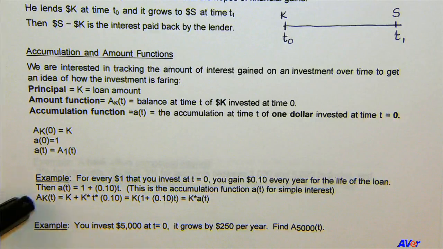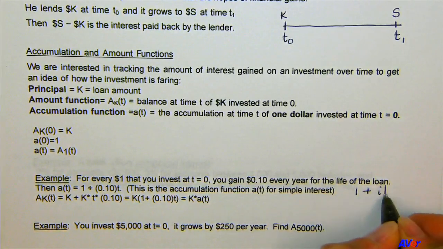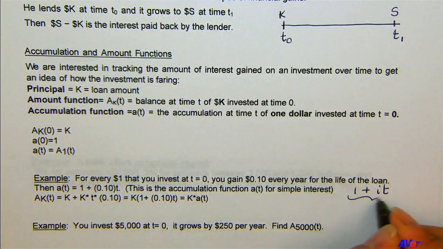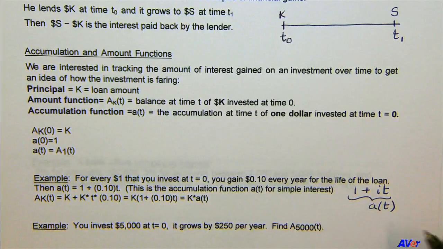Okay, let's look at this example. First example. For every $1 that you invest at T equals 0, you gain 10 cents every year for the life of the loan. Therefore, a of T is equal to 1 plus IT. That's the formula I'm using here. It's a simple interest like we talked about a minute ago. There's nothing new here.